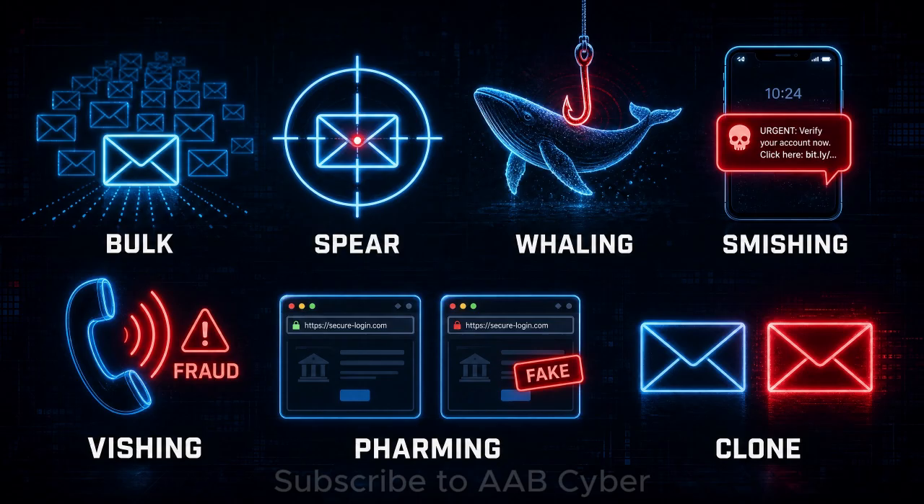Phishing comes in 7 recognizable flavors. Bulk phishing is the most basic, generic messages blasted out to as many people as possible, hoping a small percentage take the bait. Spear phishing gets personal. It's targeted at a specific individual or organization, using research details to seem credible. Whaling is spear phishing aimed specifically at senior executives or other high-value targets, going after the big fish.